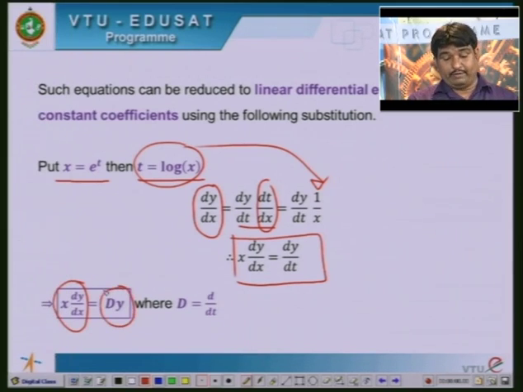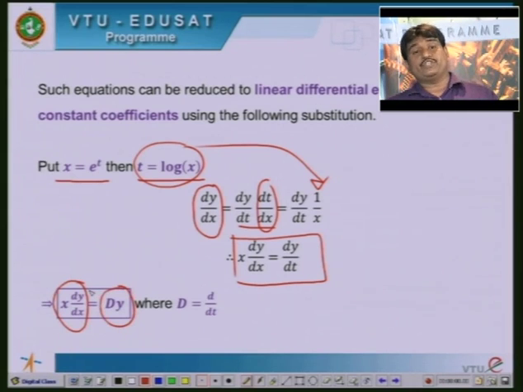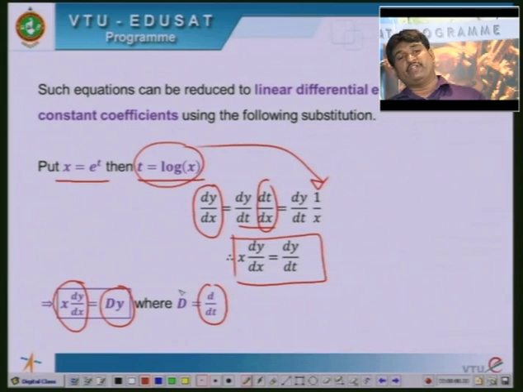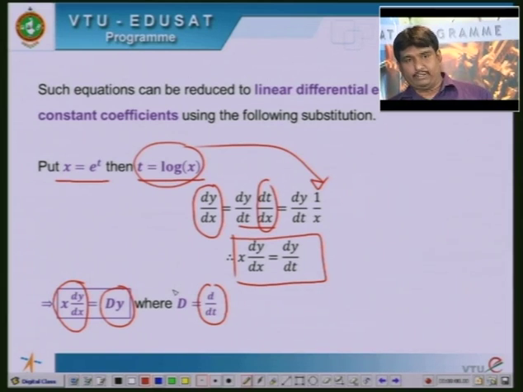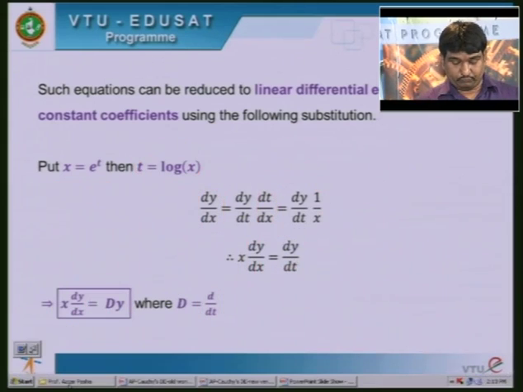Now we have dy, where d is of course a derivative with respect to the new variable t. The coefficient of dy is 1, a constant coefficient. So we have converted a variable coefficient term to a constant coefficient term. This is with respect to the first order derivative. What happens to the second order derivative?